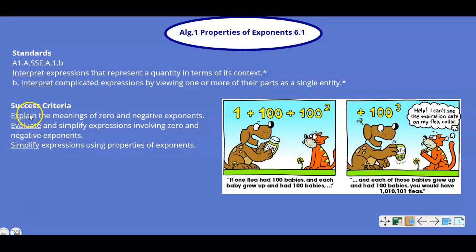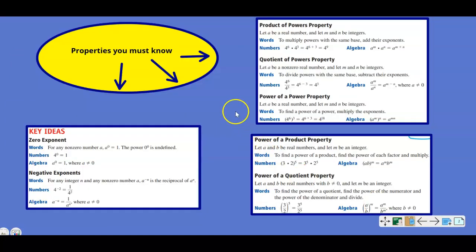All right, so today you need to be able to explain the meaning of zero and negative exponents. You need to be able to evaluate and simplify expressions involving zero and negative exponents, and you need to be able to simplify expressions using properties of exponents. All right, the properties that you must know.